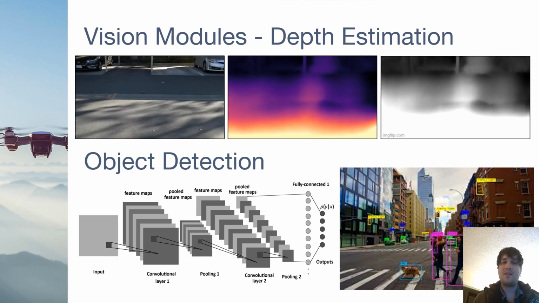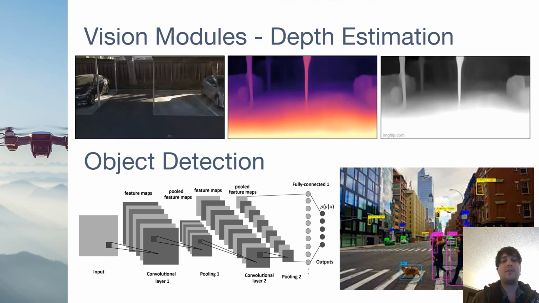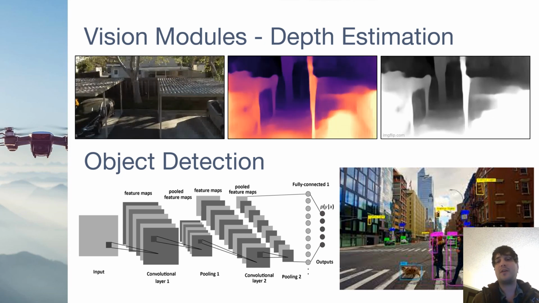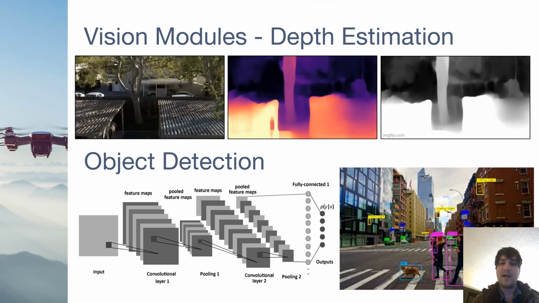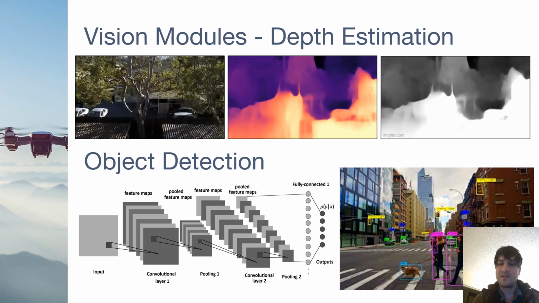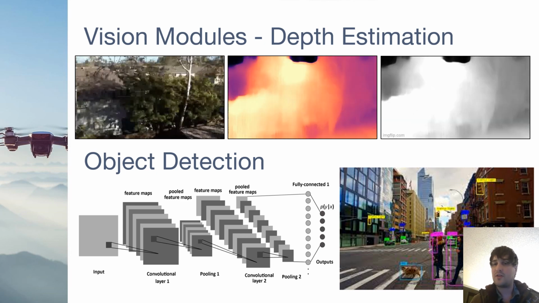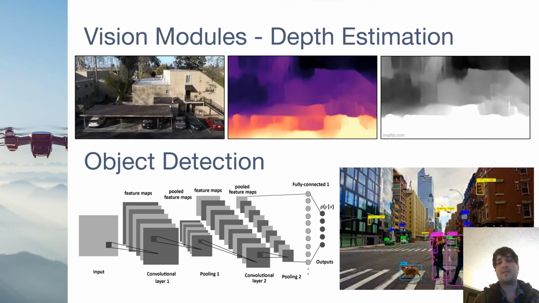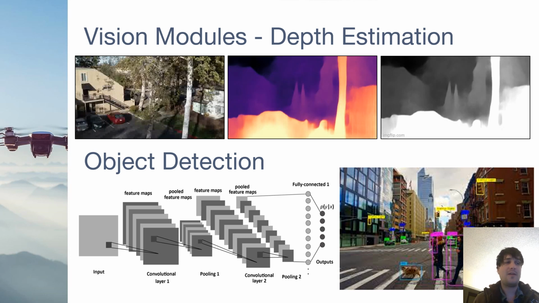Object detection is another vision module. This is done with a convolutional neural network typically. It's also done with a UNet. You can see on the right, it pulls out different objects such as the cat, the person, the car in the background, the street lights. All those things are important to detect so that the drone doesn't collide with it or if it's looking for something specific.